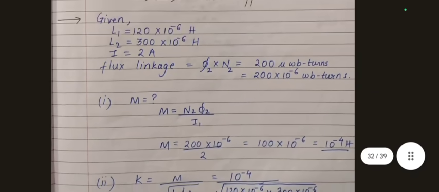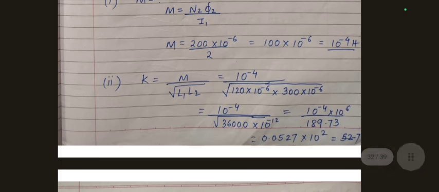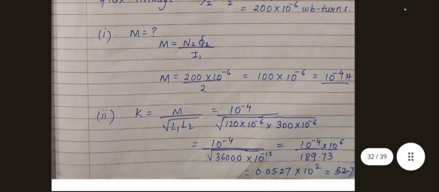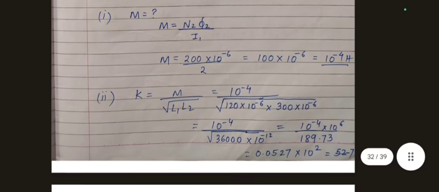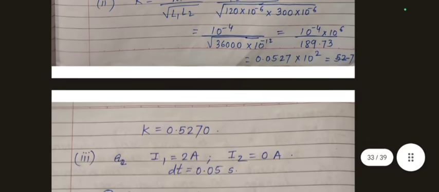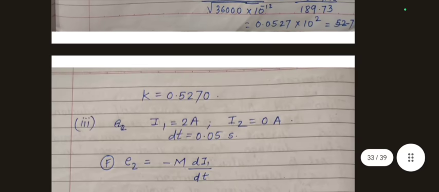Then second, the coefficient of coupling. We all know the formula: K is equal to M upon under root L1 into L2. Just put all the values. M is 10 raised to minus 4, which we have found out. Now substitute L1 and L2, and you will get K as 0.5270.